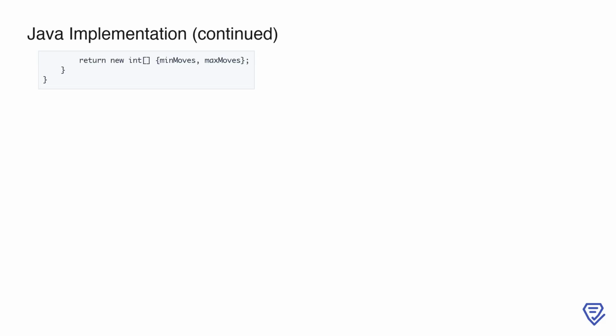After calculating both the minimum and maximum moves, we return these values as an array. The first element of the array represents the minimum moves required to make the stones consecutive, while the second element represents the maximum moves. This completes the implementation, providing a clear and efficient way to determine the number of moves needed for any given set of 3 stone positions.